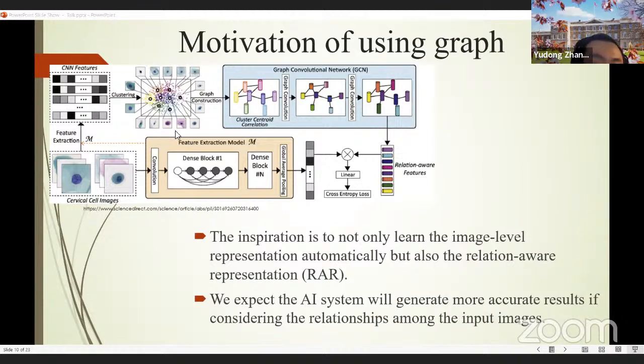This graph just shows, okay, I just want to check, can you see my mouse? The mouse is moving here. I'm not sure whether you can see it.